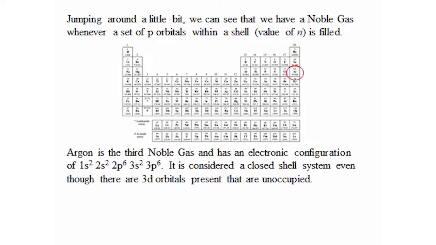Jumping around a little bit, we can see that we have a noble gas whenever a set of p orbitals within a shell, which is a value of n, is filled. Argon is the third noble gas and has an electronic configuration of 1s squared filling the first shell, 2s squared 2p to the sixth filling the second shell, 3s squared 3p to the sixth filling the third shell. It is considered a closed shell system even though there are 3 d-orbitals present that are unoccupied. So again, noble gases only really are filling the s and p orbitals of a given shell.